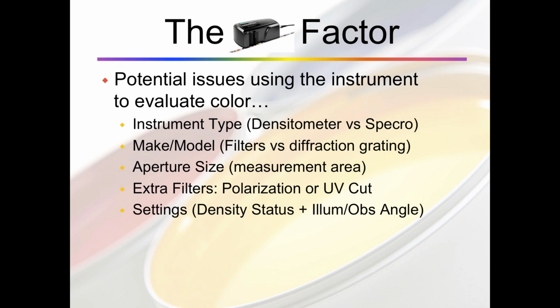Now, these instruments are very complicated devices. They do a lot of measurement internally. There's a lot of science behind how they come up with their result, and therefore there are a lot of settings that need to be managed. Two of the most common are the density status and the illuminant and observer angle. Density status, typically in the United States, North America, we use density status T, while in Europe they use status E.